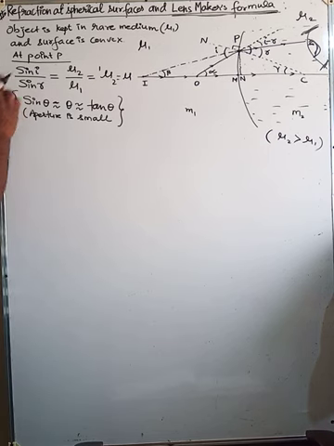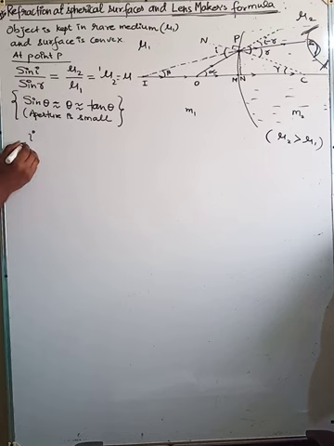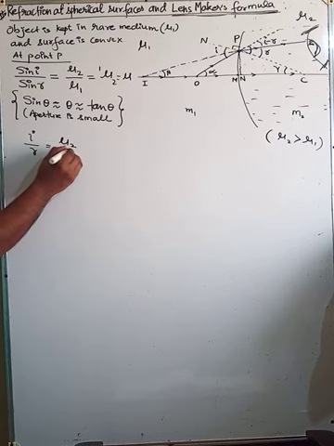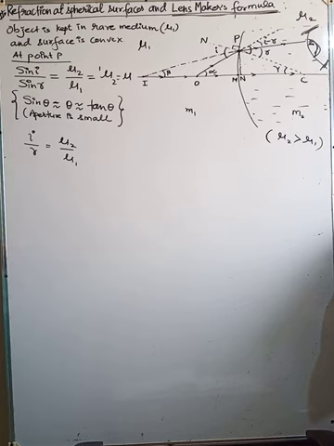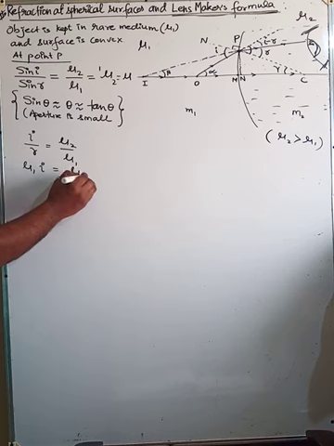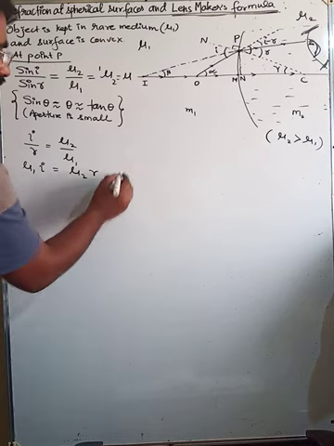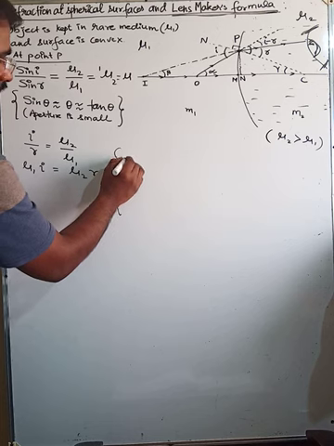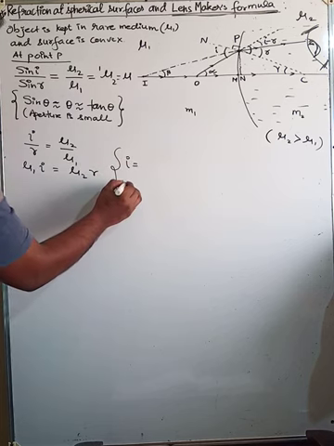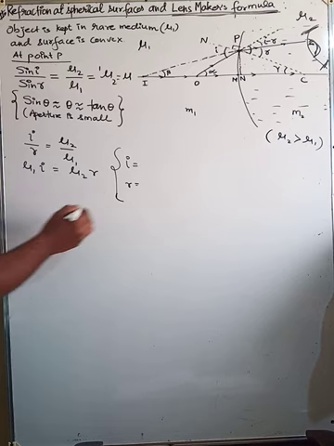Now let us substitute. Sine I will be written as I only, because sine theta is equal to theta, so sine I divided by sine R, that is I upon R, is equal to mu2 upon mu1. Let us do the cross multiplication. So mu1 I equals mu2 R. Now we will substitute the values of I and R from the diagram. Just try to understand the values of I and R. Observe.